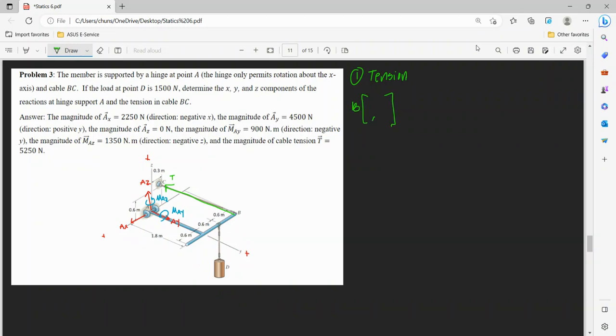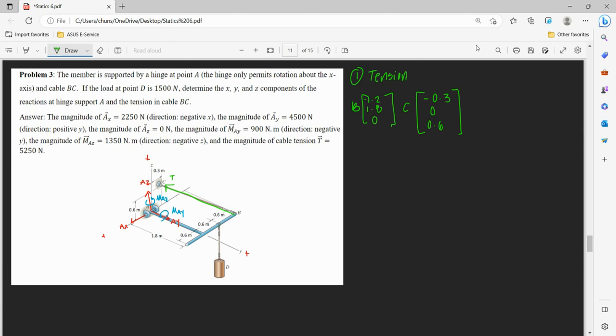So B is 0 in our Z. In our X, it is 1.2 in our negative X direction. And in our Y, our distance is positive, and that's 1.8. And for point C, we are at a height of 0.6. We haven't translated anywhere in our Y. And we are negative 0.3 from our x-axis, from our origin, sorry.